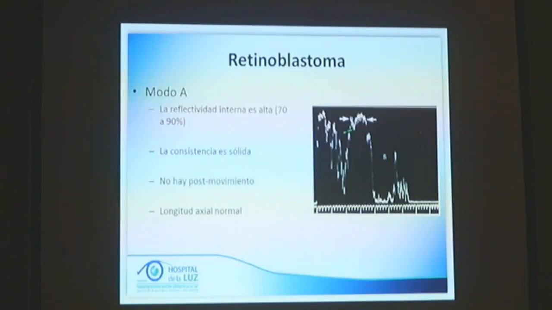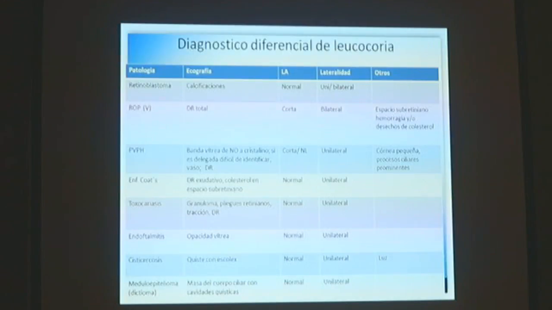Son de consistencia sólida, no móviles, no hay postmovimiento. Si se dan cuenta, igual el ángulo capa posterior no es decreciente, sino que totalmente no existe. Eso es por la absorción del calcio que tiene el tumor. Estas son las patologías que tenemos que descartar al tener un retinoblastoma. Todas se pueden hacer también por medio ecográfico.